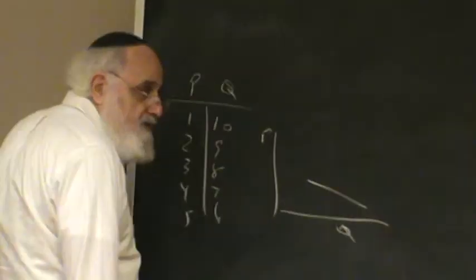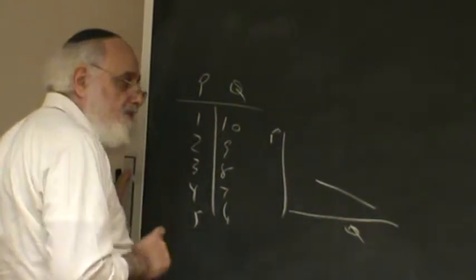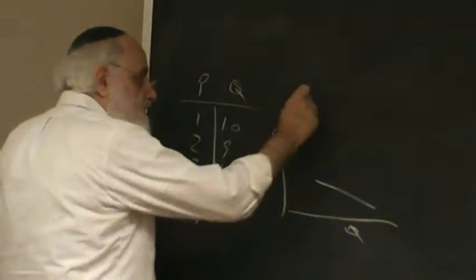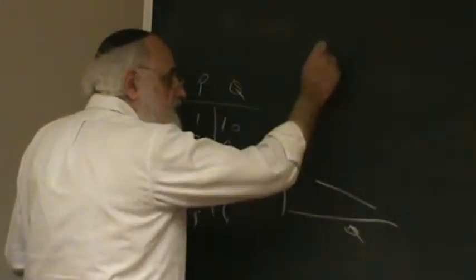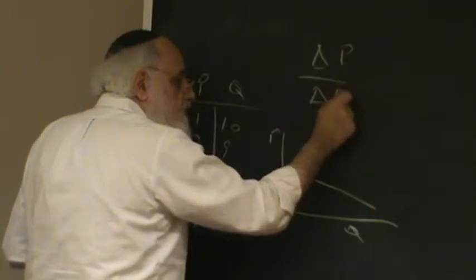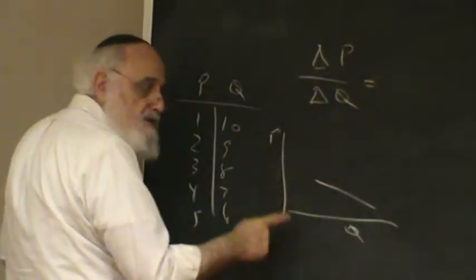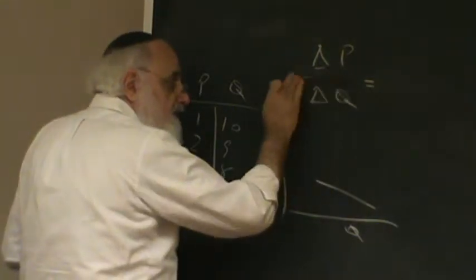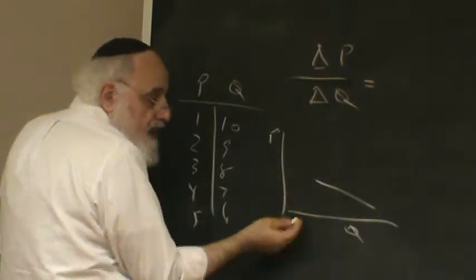What do we mean by downward sloping? What we mean is that the demand curve has a negative slope. What is slope? The slope of this curve is the change in the y-axis over the change in the x-axis. In this case, it's the change in P over the change in Q. That's the slope.